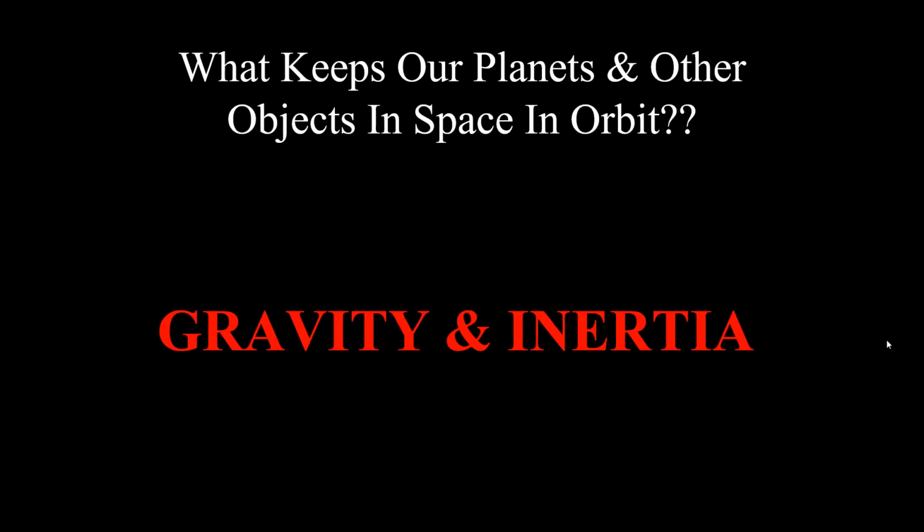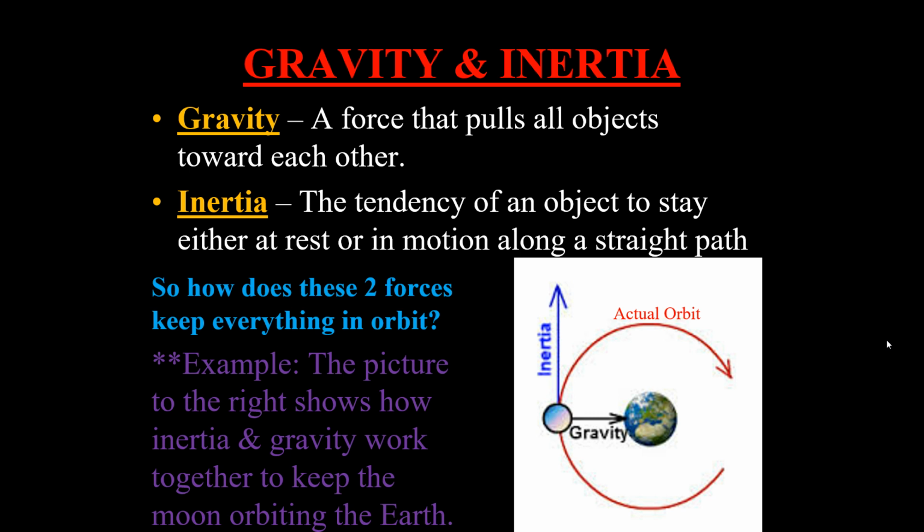What keeps our planets and other objects in space in orbit? Gravity and inertia. Gravity, a force that pulls objects towards each other. Inertia, the tendency of an object to stay either at rest or in motion along a straight path. So, how do these two forces keep everything in orbit?